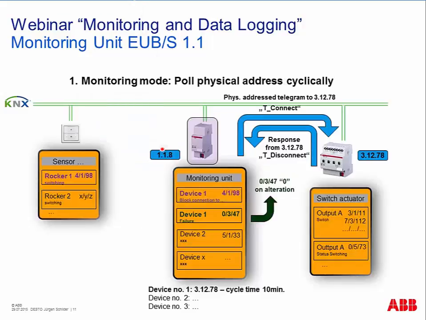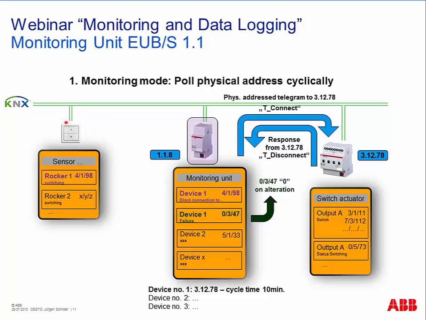In a more visual way, I would like to show how it works. In the middle is our monitoring unit EUB. On the right side, you see a switch actuator, and this switch actuator shall be monitored, for example. So the EUB sends cyclically a polling request to this device, meaning it sends a so-called T-Connect command. That's the same as if you would like to download something to the device. And the device should normally react with a T-Disconnect response, if it's properly working, of course. Then the EUB is happy, so it does not have to send any failure, and the same will happen another 10 minutes later, for example.